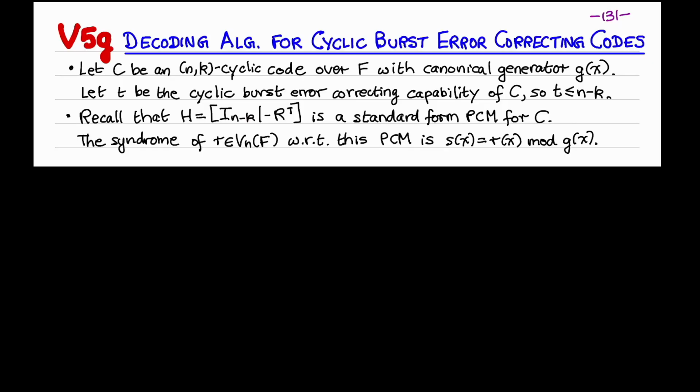Let C be an (n,k) cyclic code over F with canonical generator g(x), and suppose that C has cyclic burst error correcting capability t. We proved in the last lecture that t is at most n minus k. Recall also that we had this nice PCM for C in standard form, where the columns of the matrix H are the successive powers of x modulo g(x). Also, the syndrome of a vector R with respect to this PCM is the remainder upon dividing R(x) by g(x).